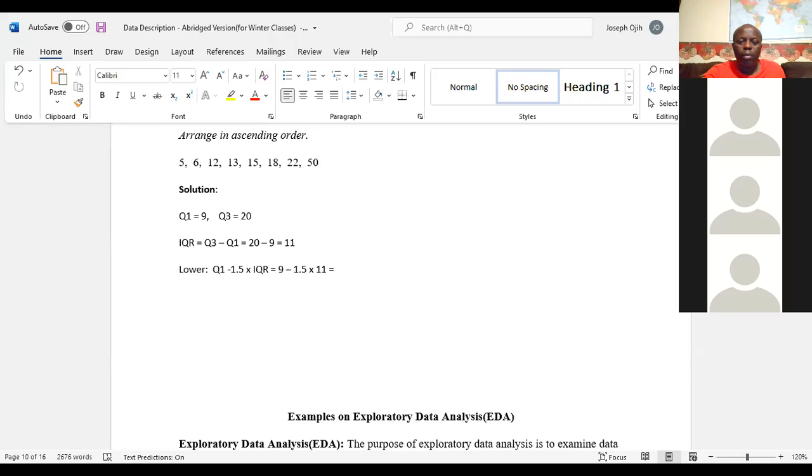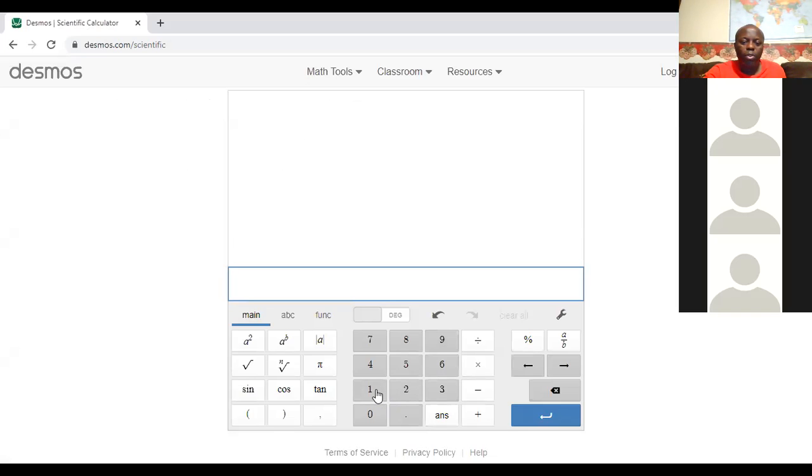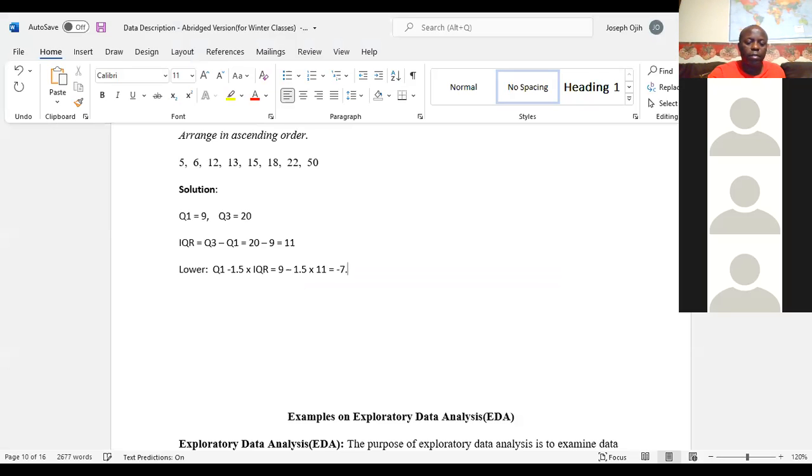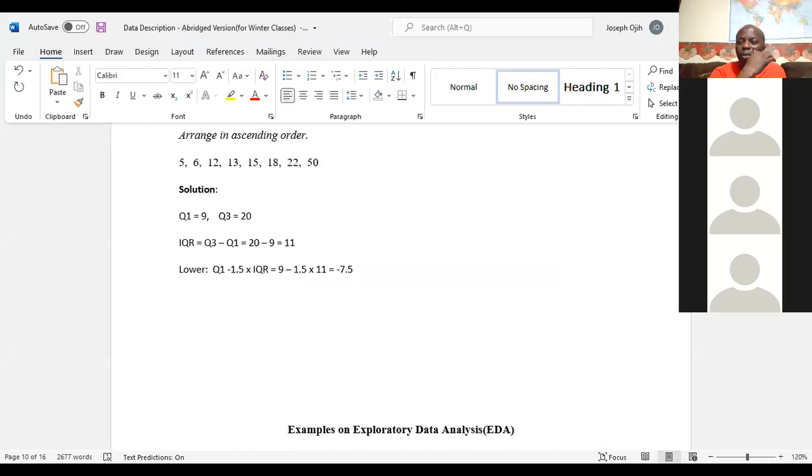Okay. So I got Q1 as 9 minus 1.5 times IQR of 11. That gives negative 7.5. And we repeat the same process to find the upper end. The upper end of it. We're going to use Q3.